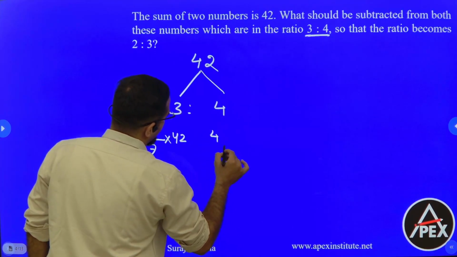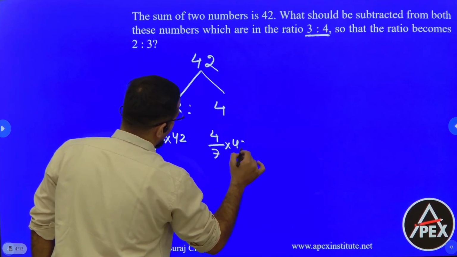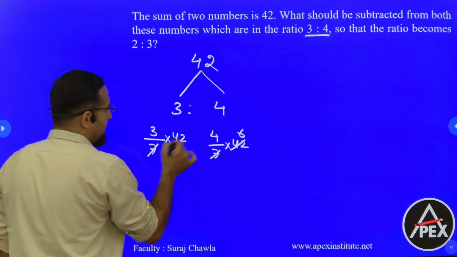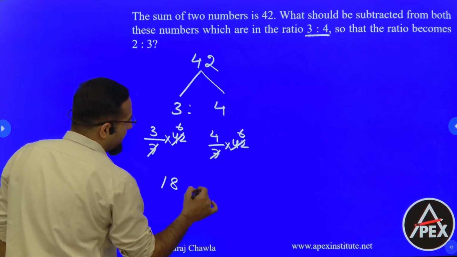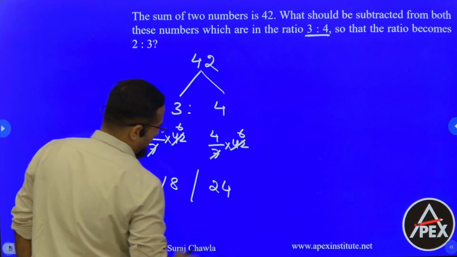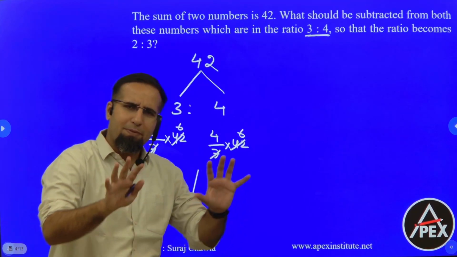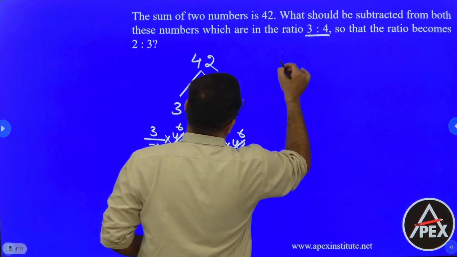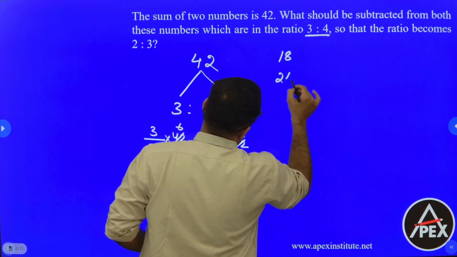And this part becomes 4 divided by 7 of 42. 7 ones are 7, 7 sixes are 42. So my numbers are 18 and 24. तो मतलब हमारे पास दो नंबर हैं, one is 18, one is 24.